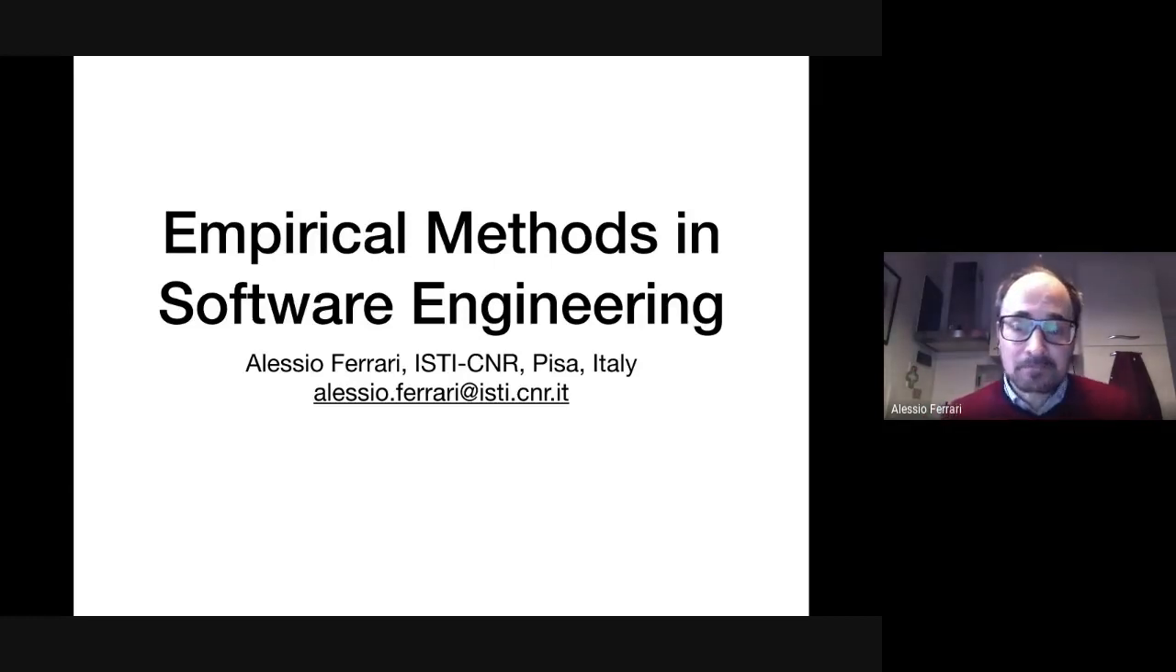So this course is dealing with software engineering. So we are not just dealing with programming, but with the whole ecosystem of aspects that are related to programming. So also testing, but also designing software, but also managing software engineers. And we are speaking about empirical methods. So empirical methods are scientifically based methods to analyze the activities related to software engineering.